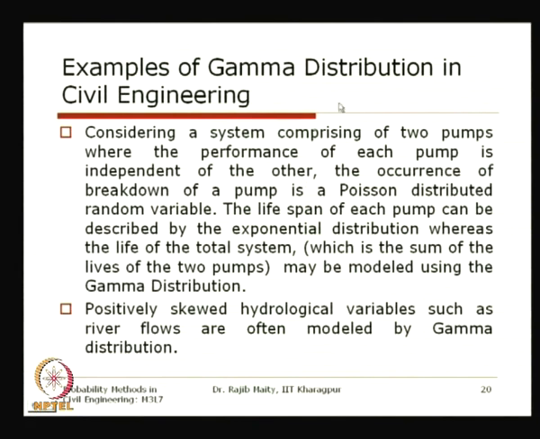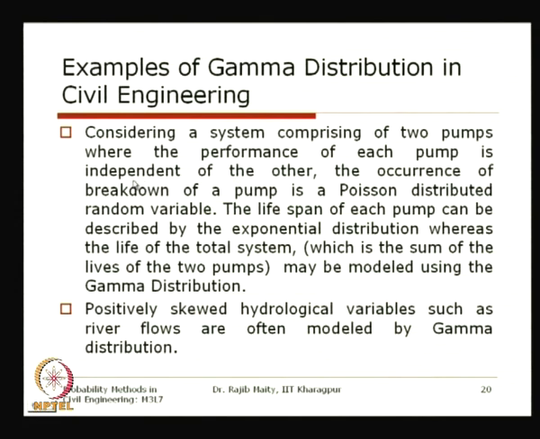In those cases you can think of this gamma distribution. One such example is the 2-pump system. In a system, 2 different pumps are used. Not only 2, it can be more than 2 as well, it will be just the summation. These pumps are operating independently of each other.